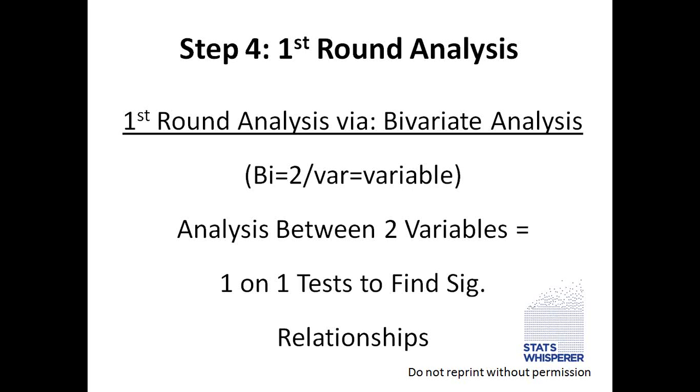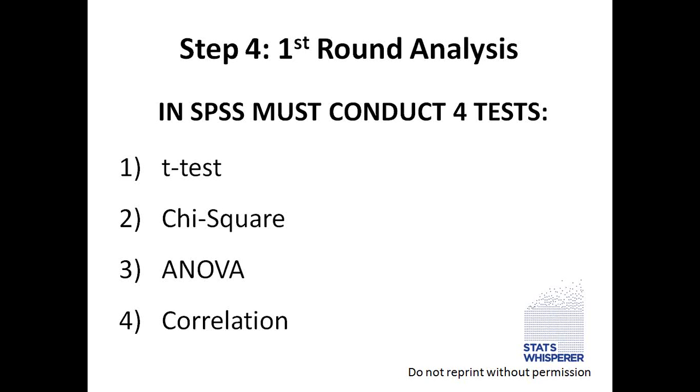Specifically, we're doing an analysis that says on a one-on-one basis, 2 variables, is there a significant relationship between the 2 variables? So one-on-one tests define significant relationships. Now we'll be using 4 tests to identify these significant relationships, right? The t-test, the chi-square, the ANOVA, and the correlation. These are our 4 tools to determine these relationships.